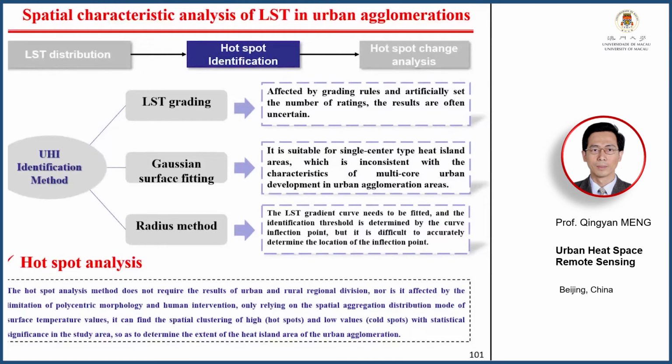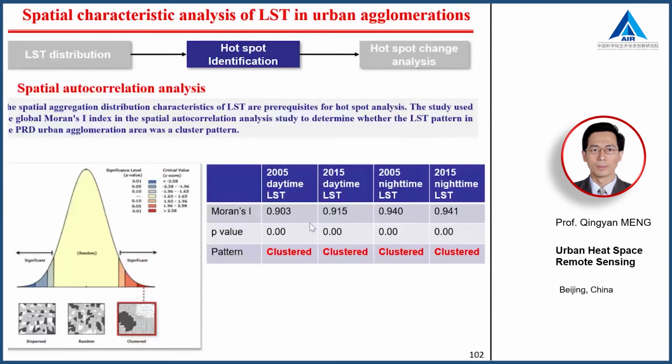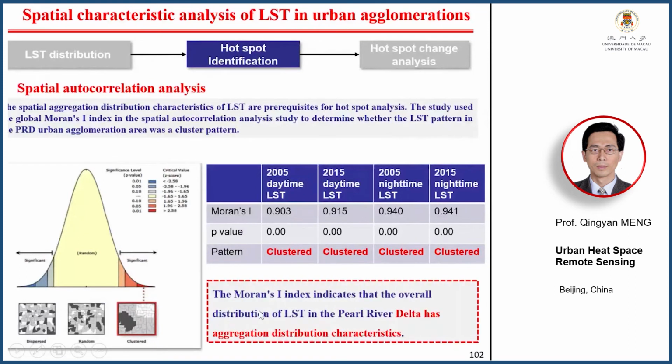It only relies on the spatial aggregation, distribution mode, and the surface temperature value. It can find the spatial clustering of high values, the hot spots, and low values, the cold spots, with statistical significance in the study area. So we can decide the extent of the heat island area of the urban agglomeration. Okay, we use different years and the Moran index to indicate that the overall distribution of the LST in the Pearl River Delta data has aggregation distribution characteristics.